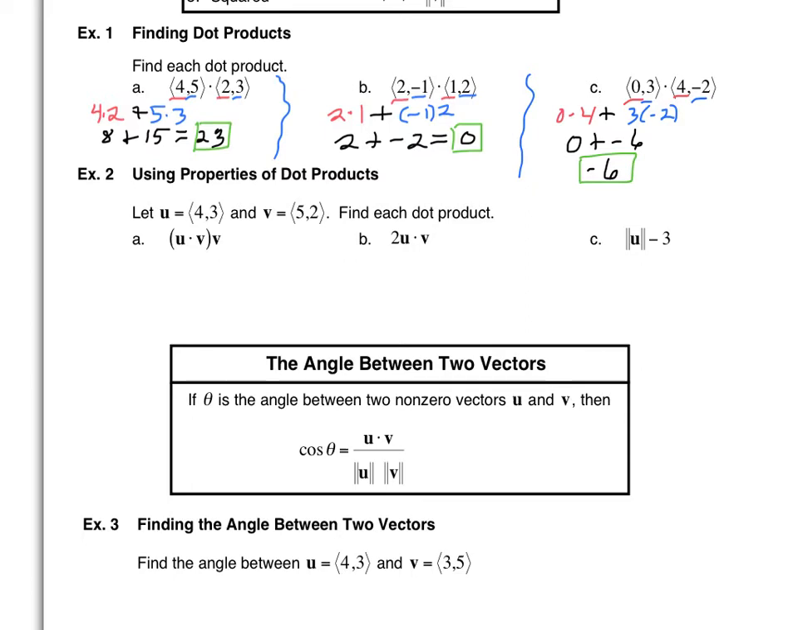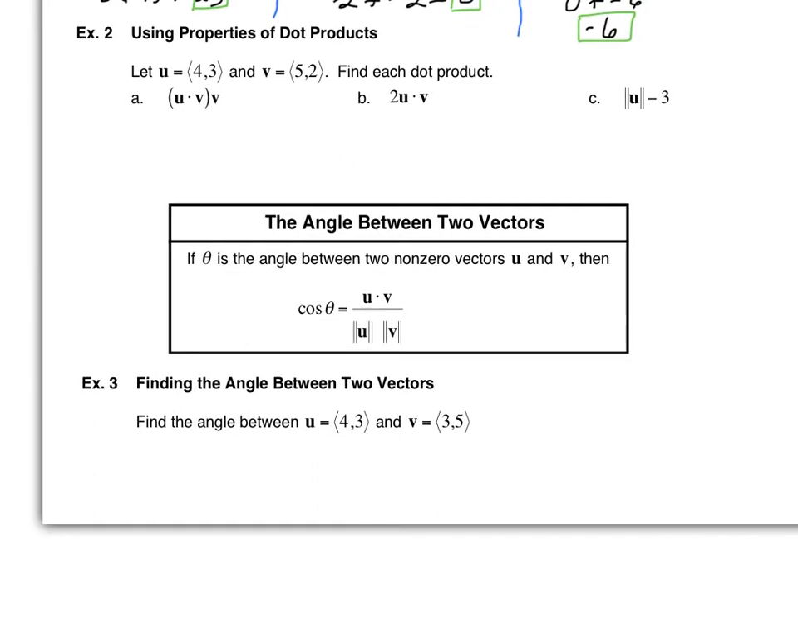All right, so let's use some properties associated with dot products. We've got two vectors, u and v, and we're going to do various things with them. You have to follow what they're asking you to do. So for the first one, we're going to take u times v. So I'm going to find that dot product. Instead of writing everything out completely this time, I'm just going to shorten it up a little bit. 4 times 5 is 20, plus the product of my y's, 3 and 2, is 6. And what does that give you? Yep. So u times v is 26, a scalar number, which is good.